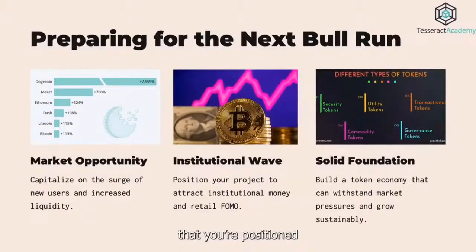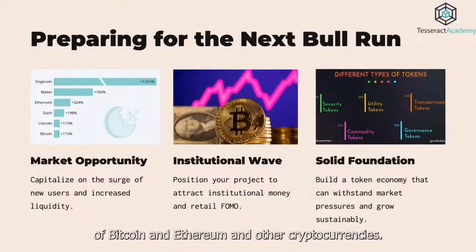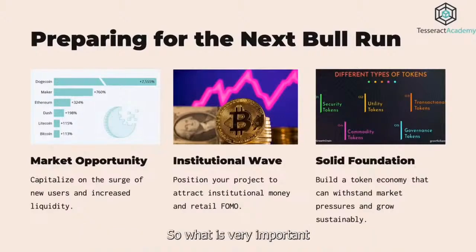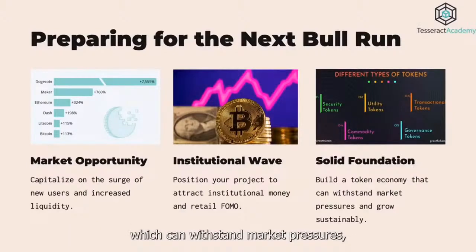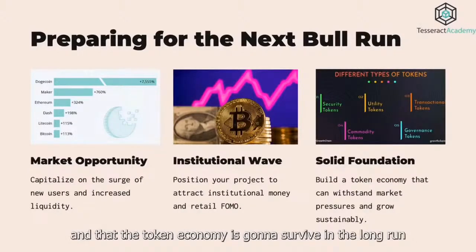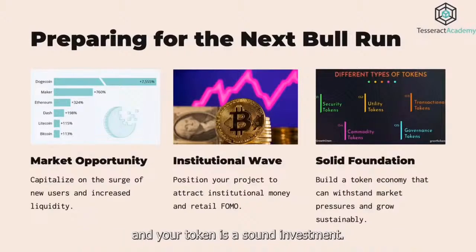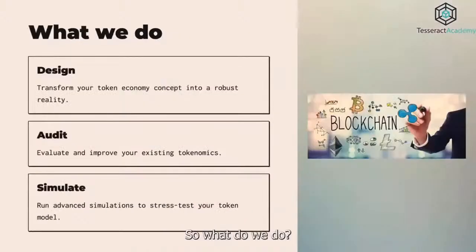So it's very important that you're positioned in the right way for the next bull run. The market opportunity is massive, and not only because we're seeing a wave of institutional adoption of Bitcoin and Ethereum and other cryptocurrencies. So what is very important is that you have a token economy with solid foundations which can withstand market pressures, but at the same time it signals to investors, institutional as well as retail alike, that you're taking this seriously and that the token economy is going to survive in the long run and your token is a sound investment.